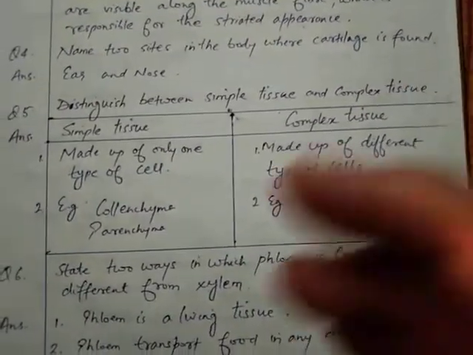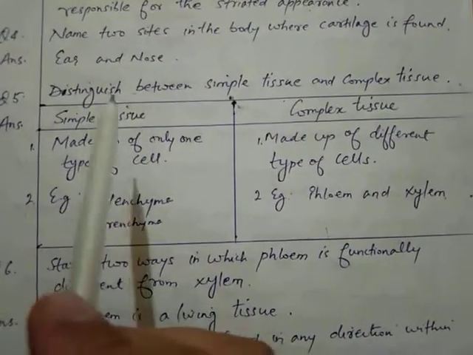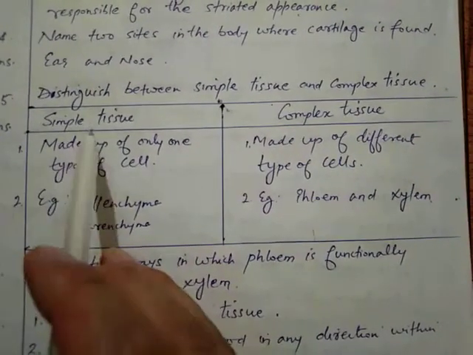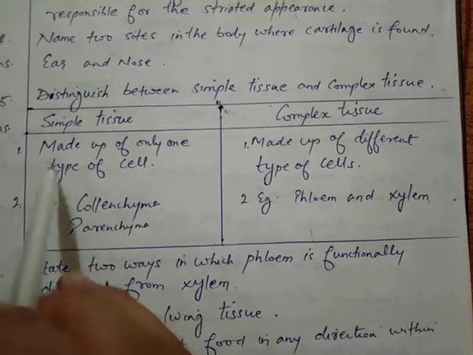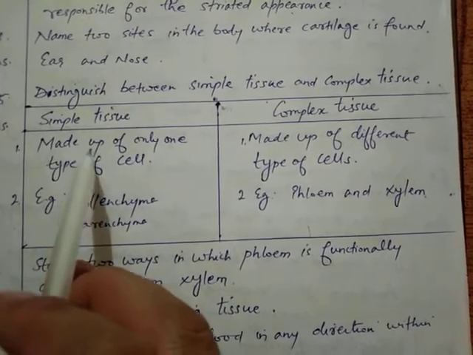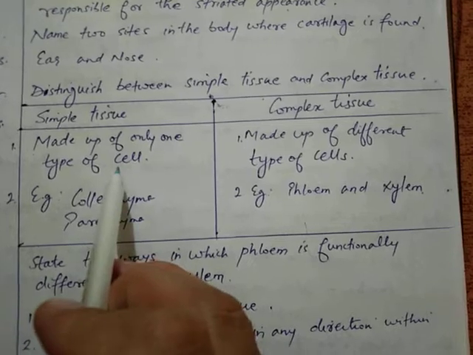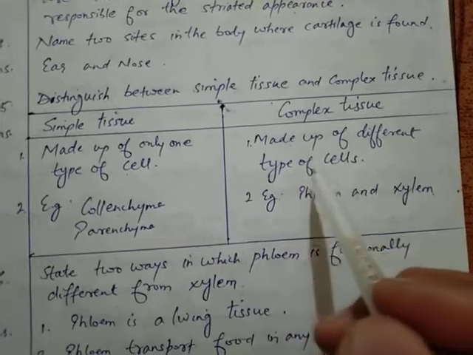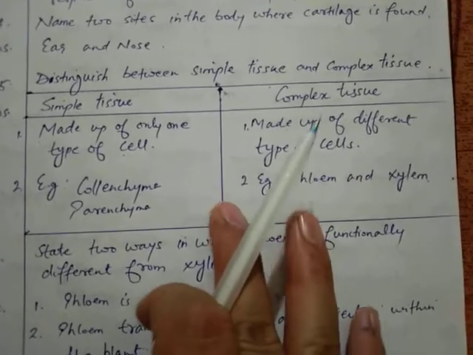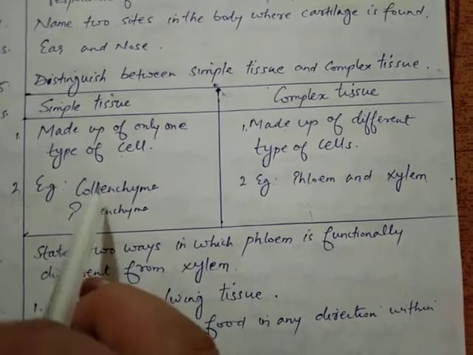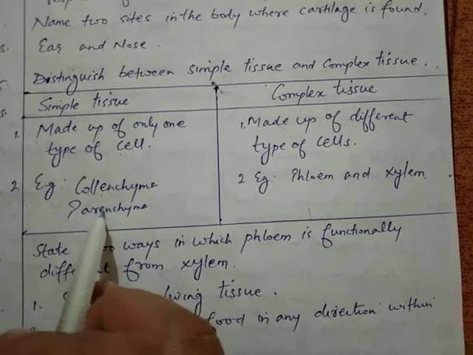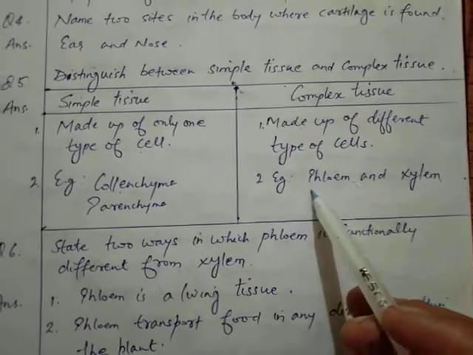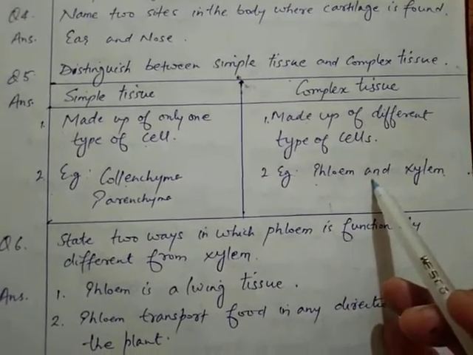Question number 5: differentiate between simple tissue and complex tissue. First point: simple tissue is made up of only one type of cell, whereas complex tissue is made up of different types of cells. Second point is example: collenchyma and parenchyma are simple tissue, and phloem and xylem are examples of complex tissue.